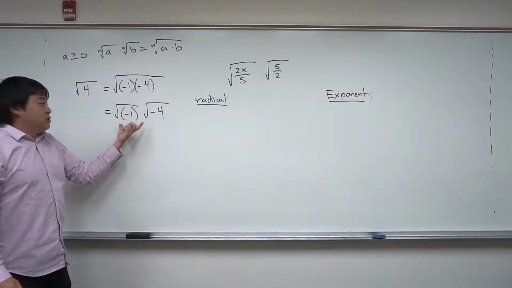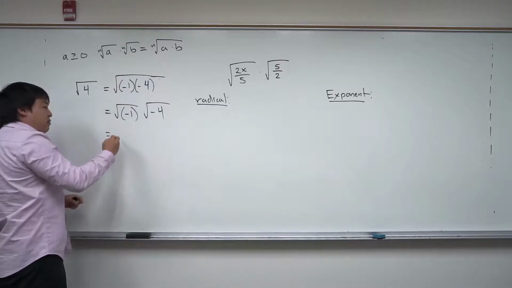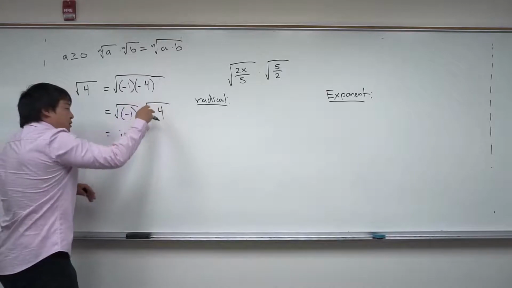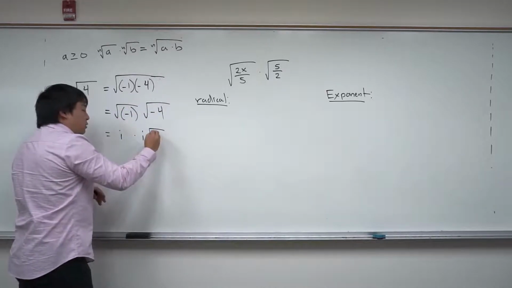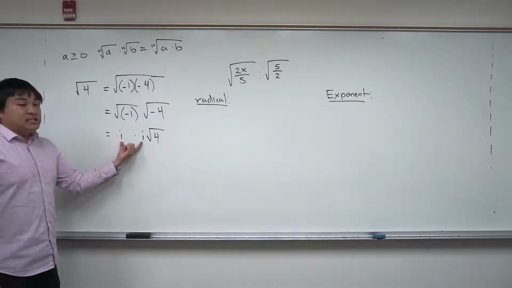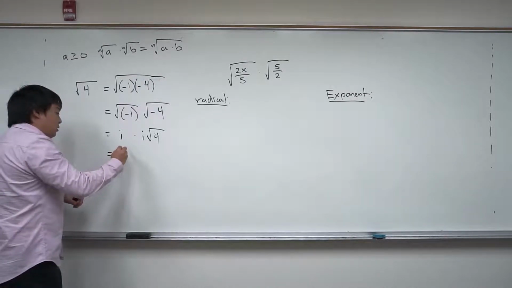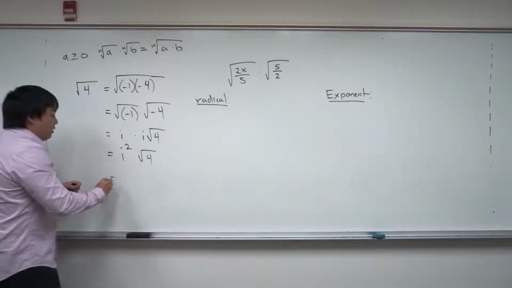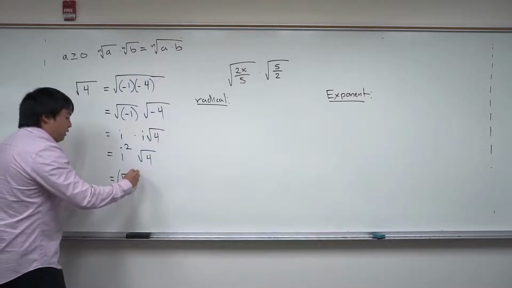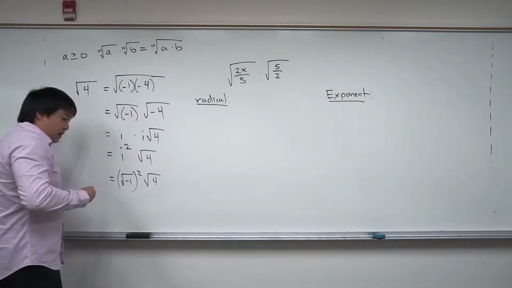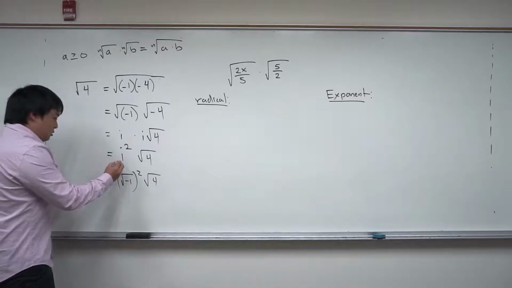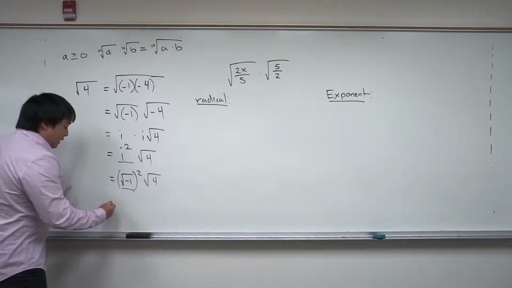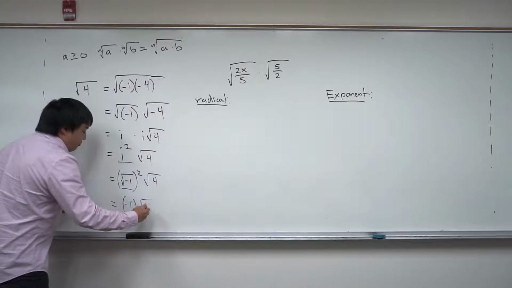So I went from one radical into two, but the square root of -1 is i, right? So we remember that i is the square root of -1. This one, though, we also know is i times the square root of 4. Well, this gives us i squared. Well, i squared is -1, so if I square that, because this part right here is the square root of -1, you get -1 times the square root of 4.